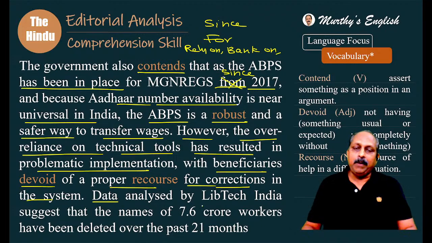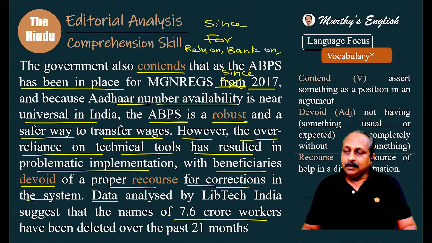Data analyzed by Liptech India suggest that the names of 7.6 crore workers have been deleted over the past 21 months. Yes, very good, Anusha. She has written all the words. 7.6 crore workers have been deleted. Answer my question, which tense is this? Have been deleted. It is present perfect passive voice, not active voice, passive voice.